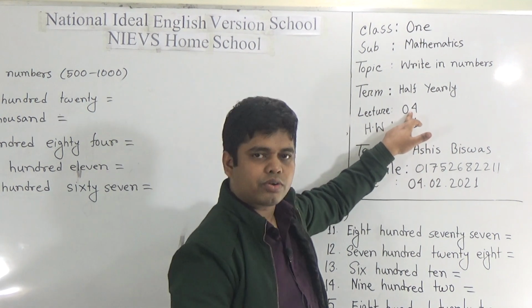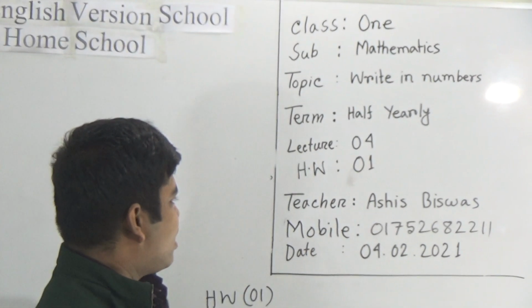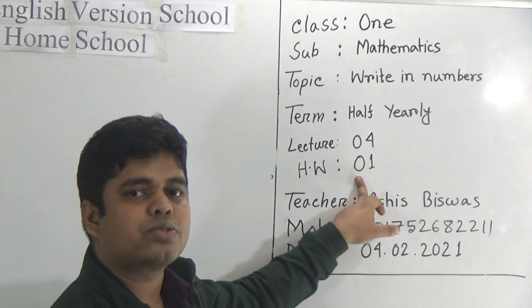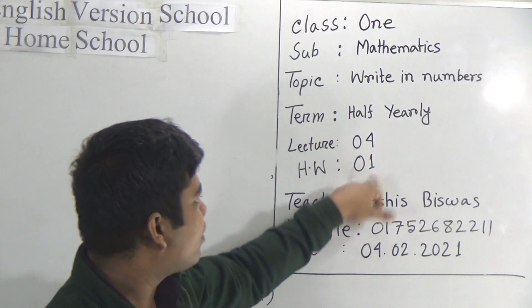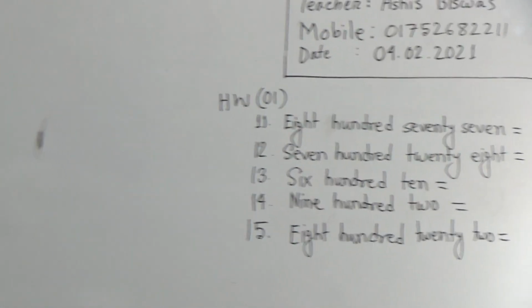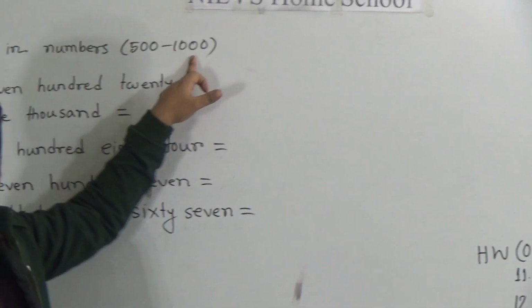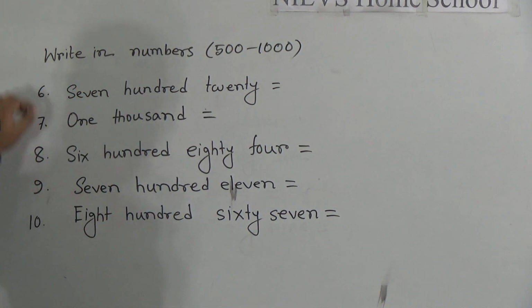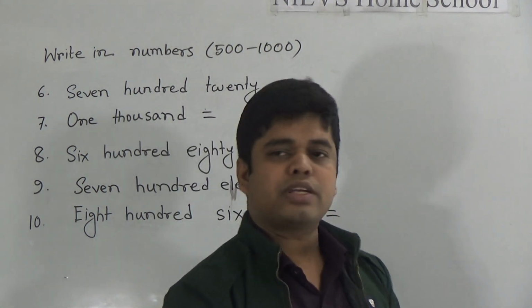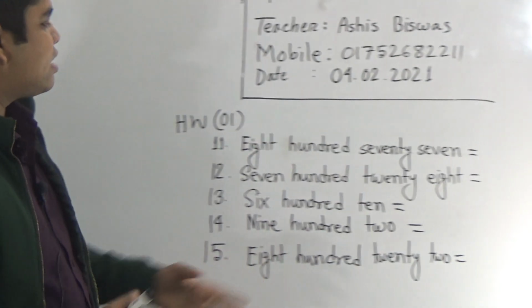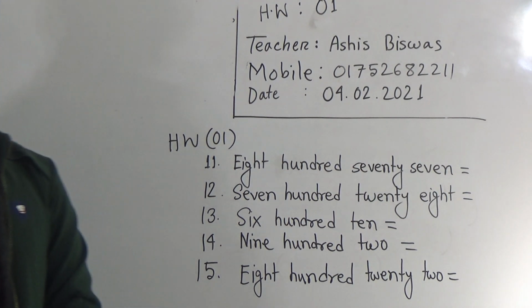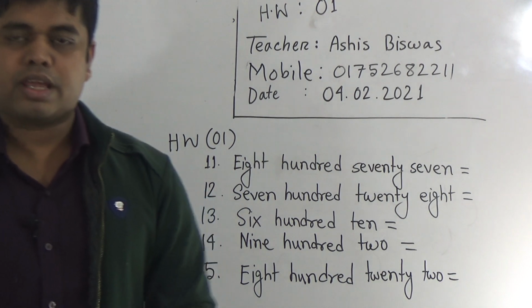Our today's lecture is number 4 of half yearly, and there is an important thing for you: there is SW today, and today is our SW number 1. Here you notice write in numbers from 500 to 1000. In our previous lecture, lecture 3, we already learned write in numbers from 1 to 5. Today we shall solve from 6 to 10, and from 11 to 15 will be your SW. You must do this SW in your SW copy, and submit it regularly through your guardians. You submit your SW in our school library every Saturday.